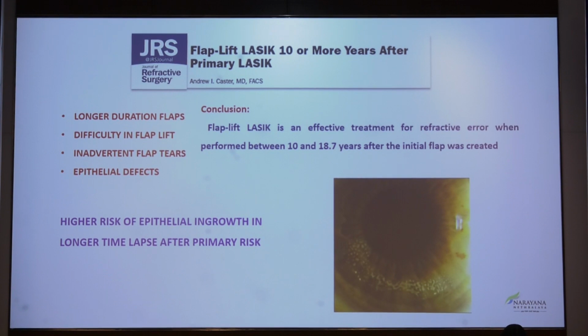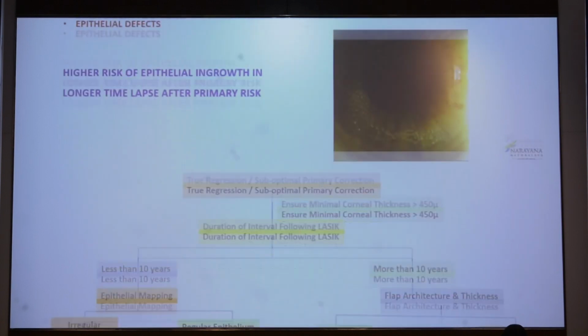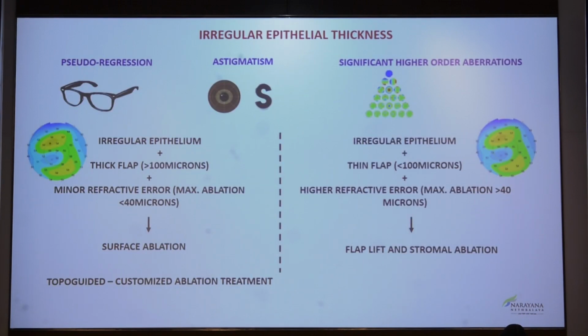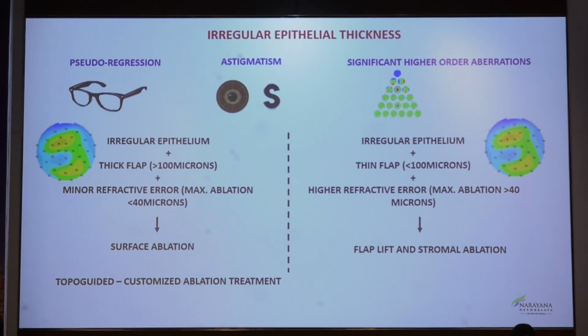We know that for flap lift 10 or more years after LASIK, the ease of flap lift is different in shorter duration flaps compared to longer duration flaps. There's a difficulty in flap lift and there can be inadvertent flap tears when we attempt flap lift in longer duration flaps. In flaps less than 10 years old, look at the epithelial mapping, whether it is an irregular or a regular epithelium. In the case of an irregular epithelium, in a thicker flap with a minor refractive error, all these stepwise determinants help you.